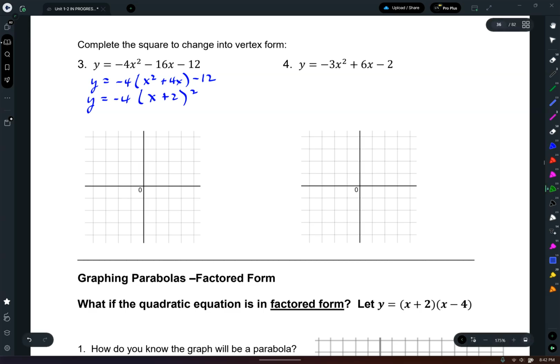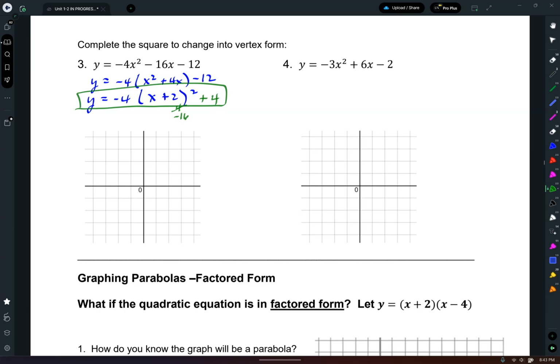So now I have to think it through. That 2 squared is 4. That's being multiplied by the negative 4. So really I'm at negative 16. I don't want negative 16. I want negative 12. So to bring that back up to negative 12, I'm going to need to put here a plus 4. Negative 16 plus 4 will bring it back to negative 12. So this is my vertex form.